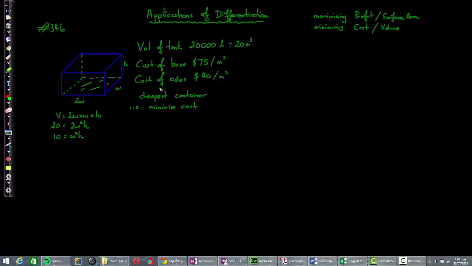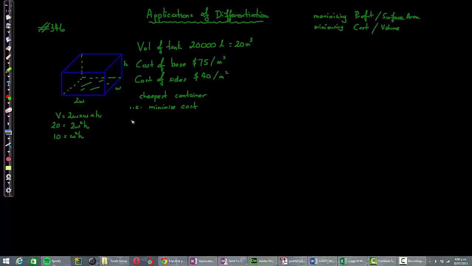So I need to get an expression for the cost of making this container, and the cost is going to depend on the area of each of the sides, or the sum of those. And then to find the minimum cost, we're going to have to differentiate that cost equation to find out when it's a minimum. Okay, let's go for it.